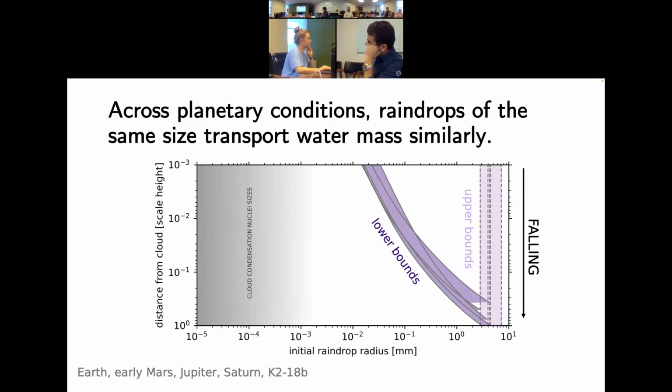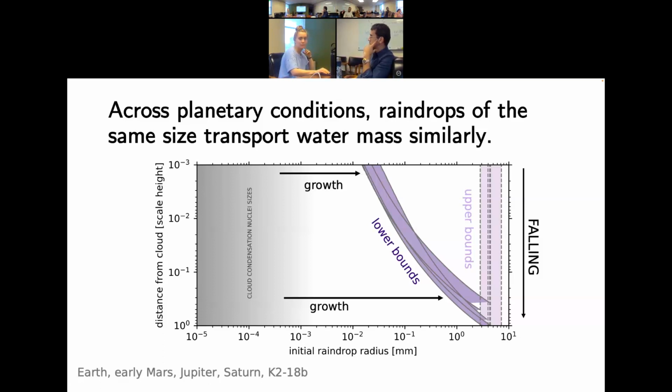And so basically what we can see is that these lower bounds and upper bounds are pretty tightly constrained across all of these planets. And we see that raindrop size is the predominant determiner of how this water mass is being transported. And again, we can see this question of growth. Even to transport a very small distance below the cloud, we still need an order of magnitude or two of growth. And we need more growth to get farther down. Okay.